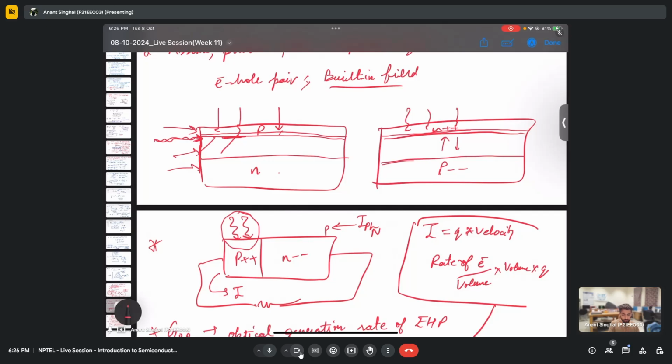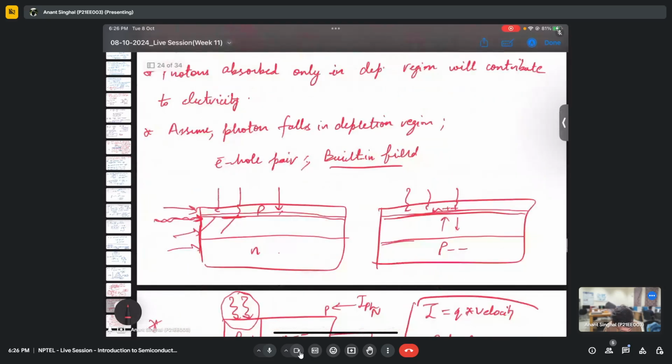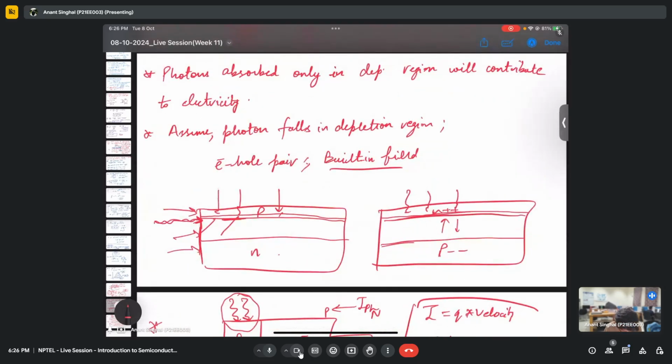I still couldn't get why on one side it's made thinner and on the other side the depletion is made thicker. Okay, I get it. So what I was saying is that only the photons in the depletion layer will contribute to the electricity, right? Yes.